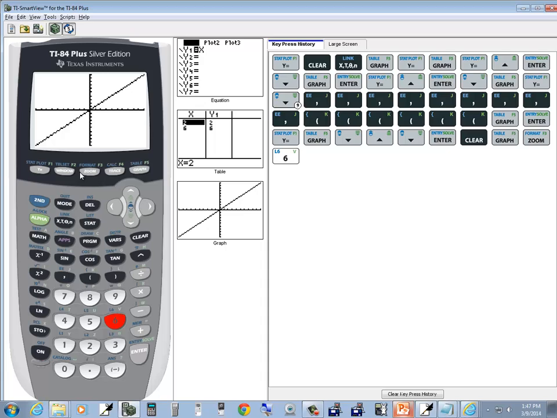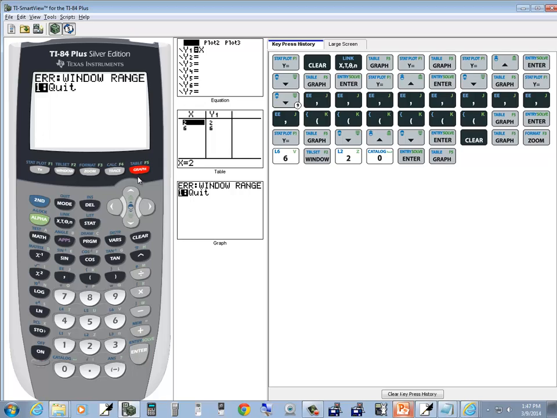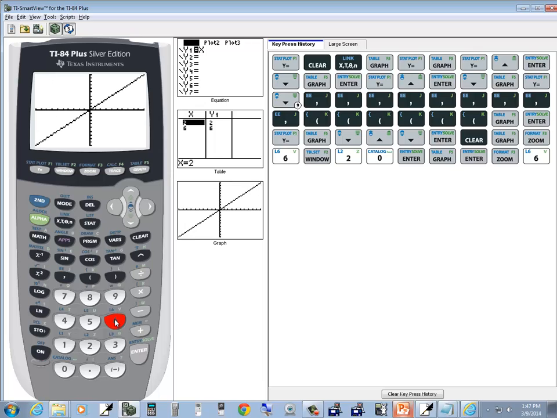One problem this fixes is some people go into Windows by accident, and they'll type in numbers here. I could put 20 in for X min, and X max is 10, which is incorrect. So when they go to graph, it gives them window range error. Well, if you do enter on the quit, again, go back to zoom, choose 6. That zoom 6 is probably the most popular item to fix mistakes on your calculator. The plot 1, plot 2, and plot 3 probably comes in second, and then the last one comes in third. So those are the 3 most popular ways to fix your calculator.